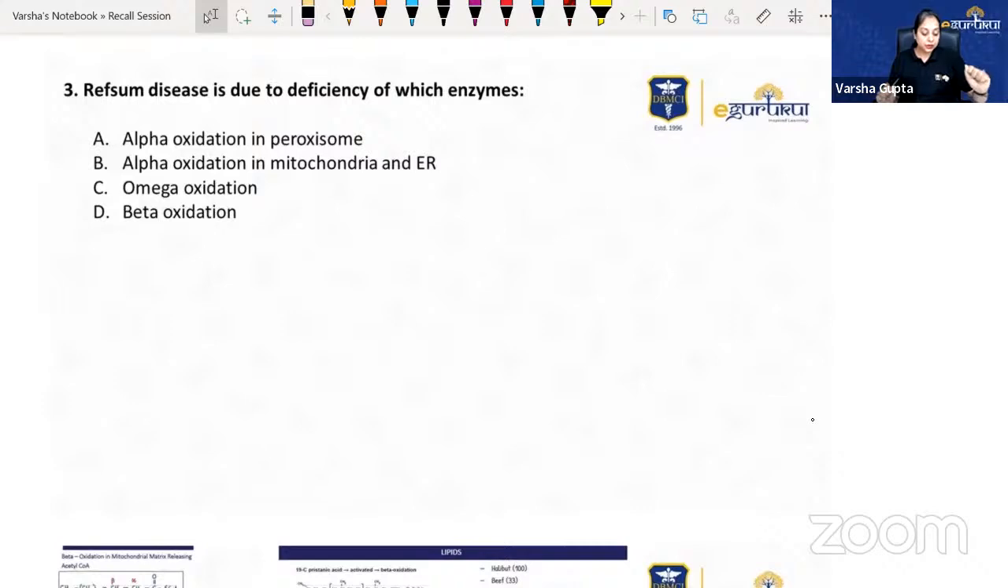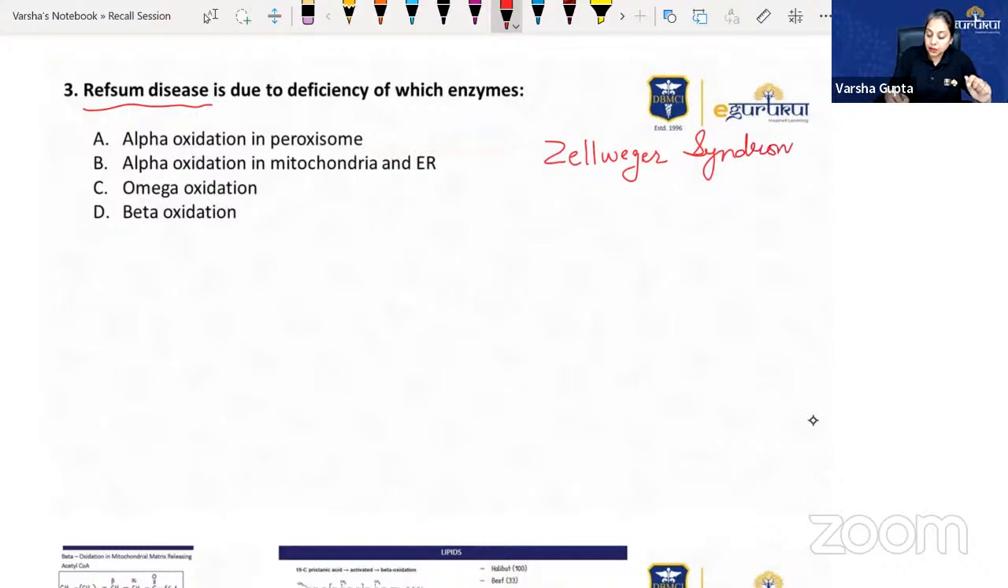Now, question number 3 was: Refsum disease is due to deficiency of which enzyme, right? Refsum disease. There was another question with Zellweger syndrome, right? And we have discussed this at 2 places in the class. One in the fatty acid oxidation and another one in the peroxisomes when we did the cell organelles, right? Because both these diseases are related to the peroxisomes.